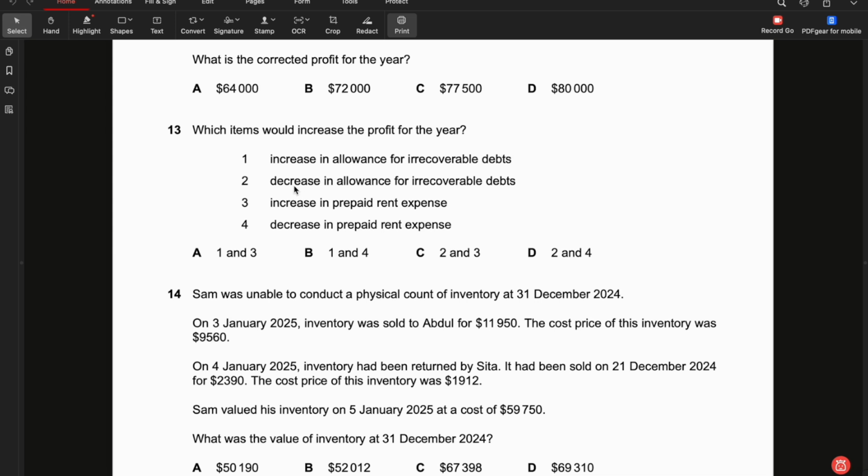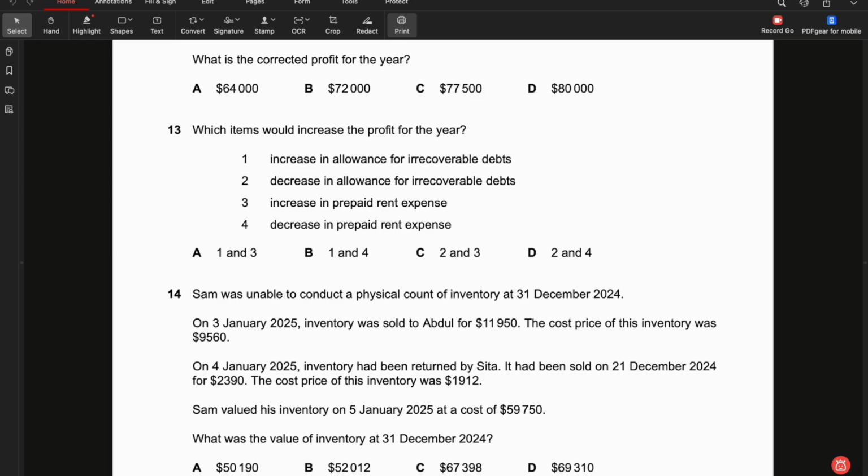Whereas if the allowance for irrecoverable debt is decreasing, so last year we kept 2000 as allowance, now this year it is only 1800. That means I can take out that 200 from those 2000 and keep it as my income for this year. So it will increase my profit. So the first option is option 2, and next is option 3, increase in prepaid rent expense.